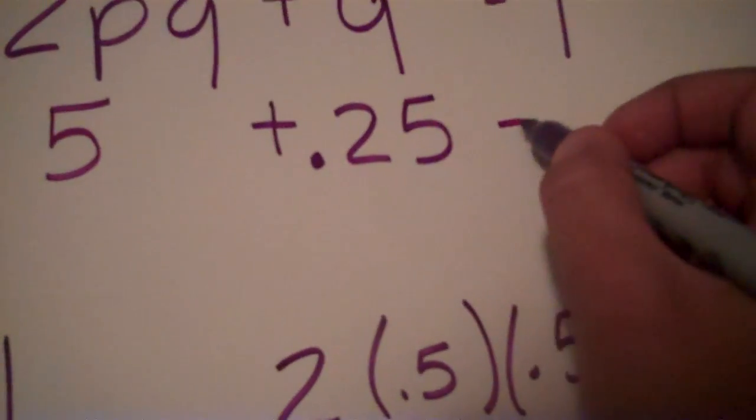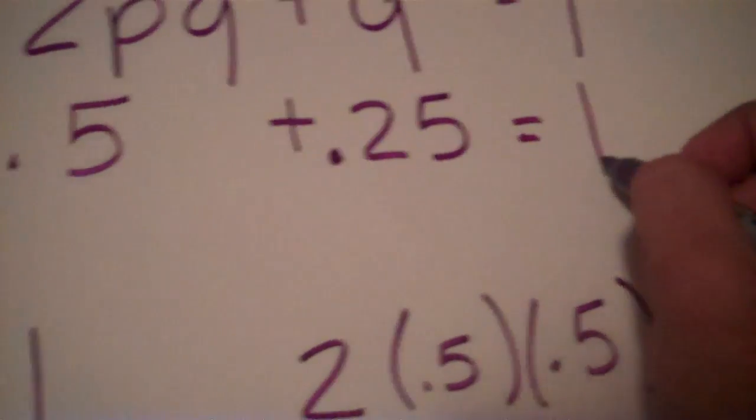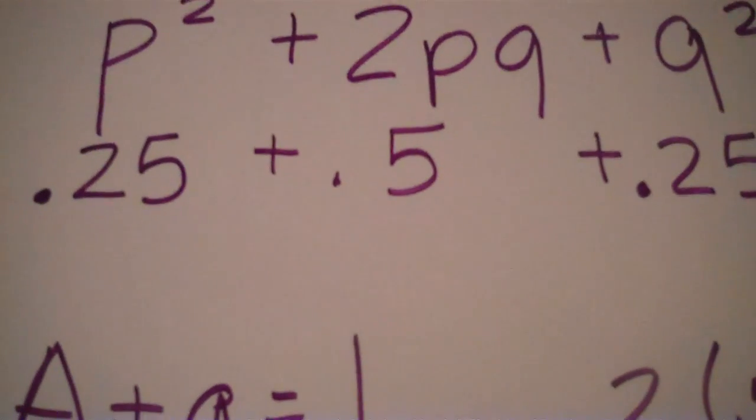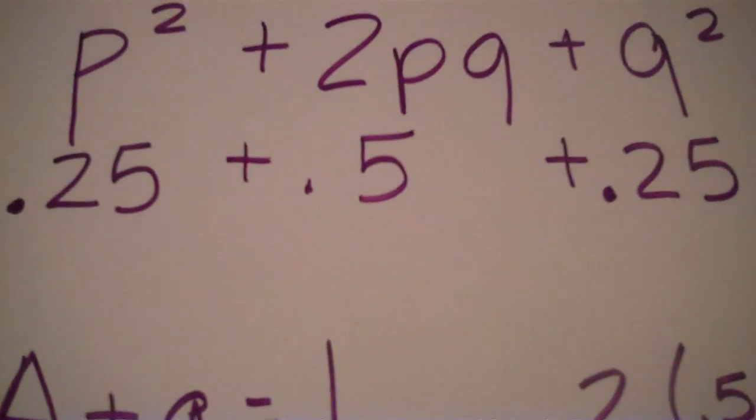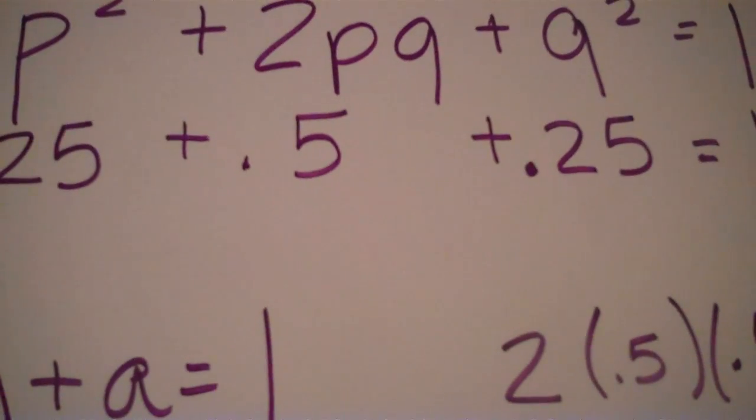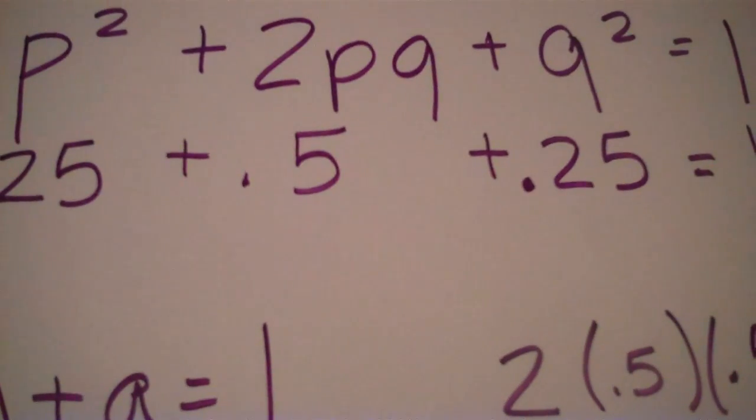And if you did this correctly, you should get the value of 1, which you do because 0.25 plus 0.5 plus 0.25 is equal to 1. So that means you plugged in all the values correctly and you got the correct genotype frequencies and the correct allele frequencies.